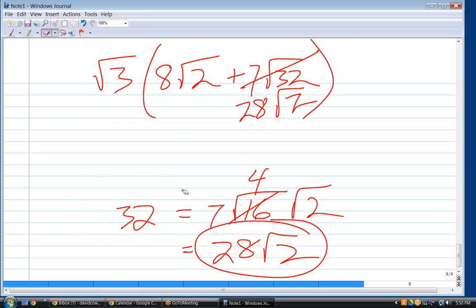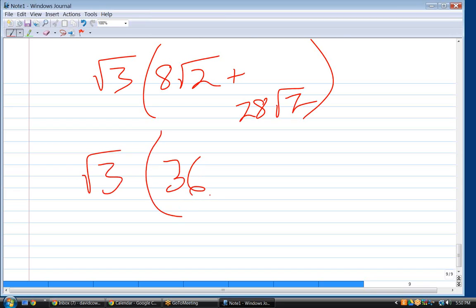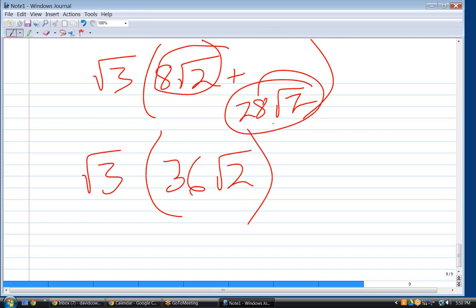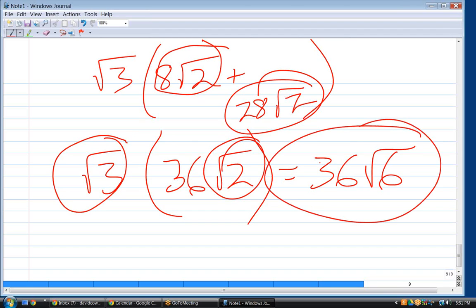And now notice that I've got 8 root 2 plus 28 root 2. Those are both apples. I can add those together. What do I get? 36. Okay, in other words, I got 8 apples plus 28 apples. That's 36 apples. Now I can multiply this times this to get 6. So 36 root 6 is the answer. And I can't simplify the root 6 anymore.